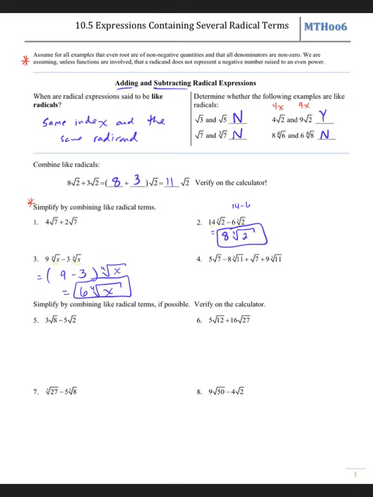When you look at number 4, you'll notice that you have 2 different kinds. You have the one kind that has a square root of 7, and then you have one that has a cube root of 11.